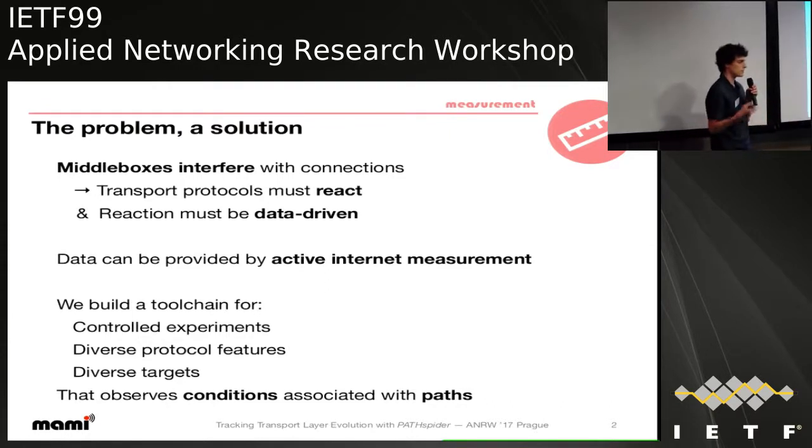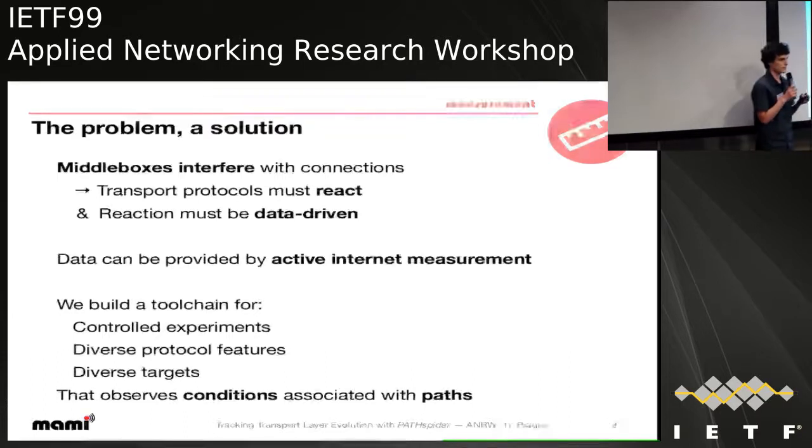So we've tried to collect this data through active internet measurement. And for that, we've built a toolchain of which PATHspider is the central component. This toolchain can be used to run controlled experiments against pretty much any protocol you'd want to measure and pretty much any target that you want to measure. And then the output of our measurements are what we call conditions. For example, the condition ECN connectivity works, that are associated with paths.